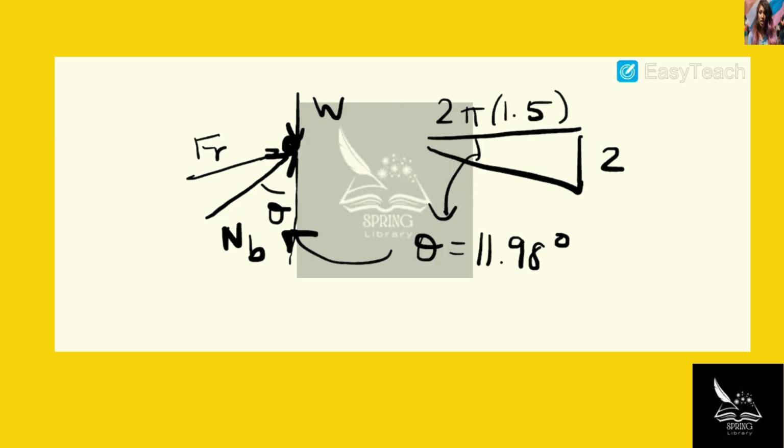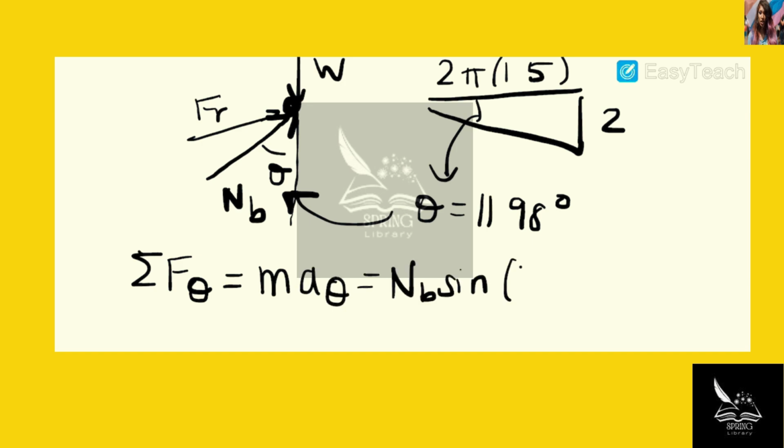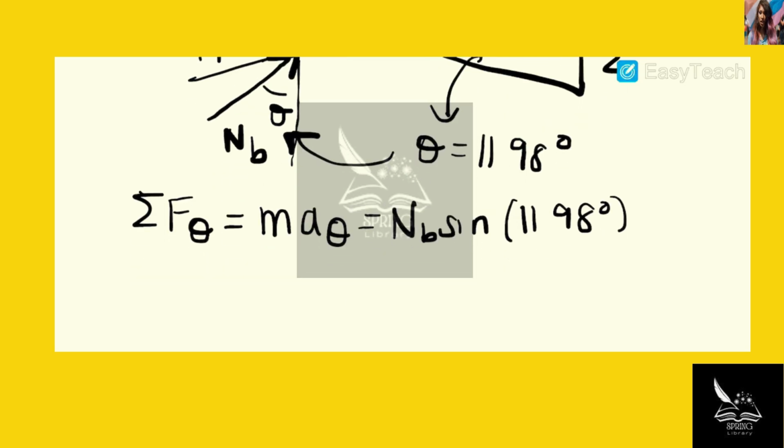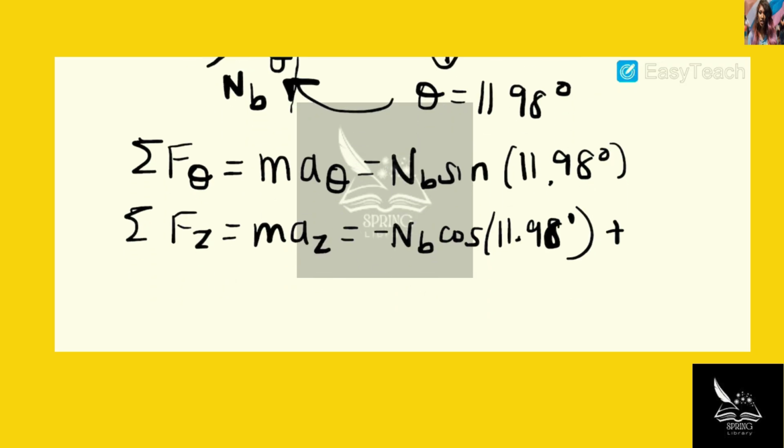So using this information, we can go ahead and write down Newton's second law. The net force in the theta direction is going to be equal to m times acceleration in theta, which is equal to N_B sine 11.98 degrees. And then our net force in the z direction will be equal to m times a_z, which is equal to negative N_B cosine of 11.98 degrees, plus our weight force.